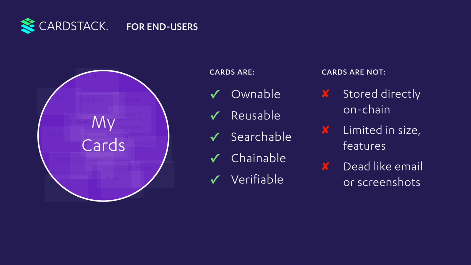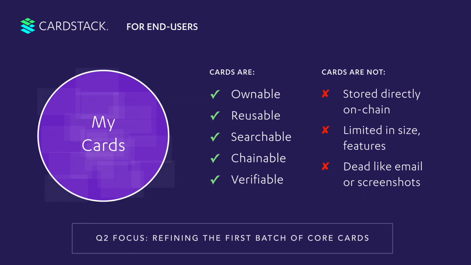So when we go back to the end user perspective, the key here is that the number of cards you can use, like invite cards, approval cards, and payment cards, can be infinite. But once we have the first batch of core cards for the end user, they will be able to get the idea of what a card that's ownable, reusable, searchable, chainable, and verifiable is. And that hopefully will inspire them to say, hey, could you add this feature?